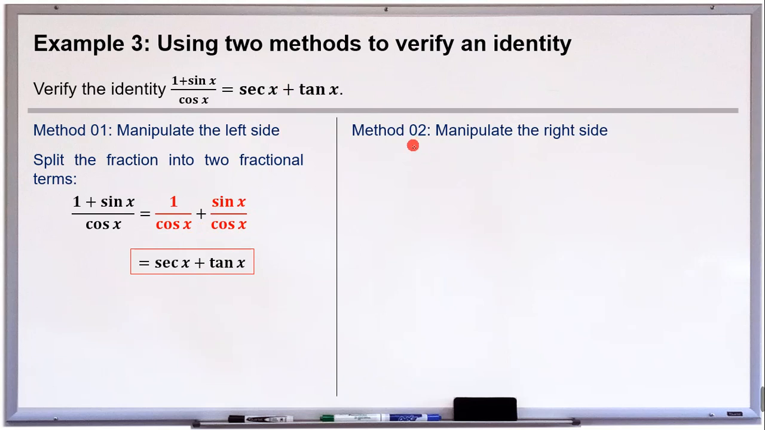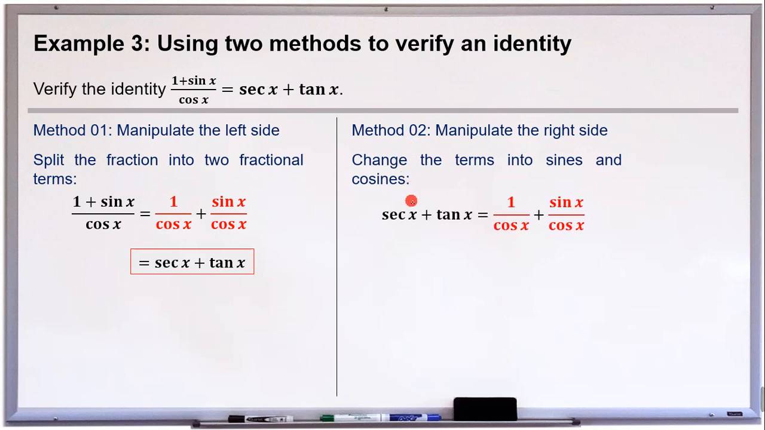Now you can also manipulate the right side in order to come up with an expression that is similar or equal to the left side. So for the right side, we can change the trigonometric functions that are present in terms of sines and cosines. So for secant x plus tan x, we know that secant x is the reciprocal of cosine, so you have 1 over cosine x. Then tangent is sine x over cosine x.